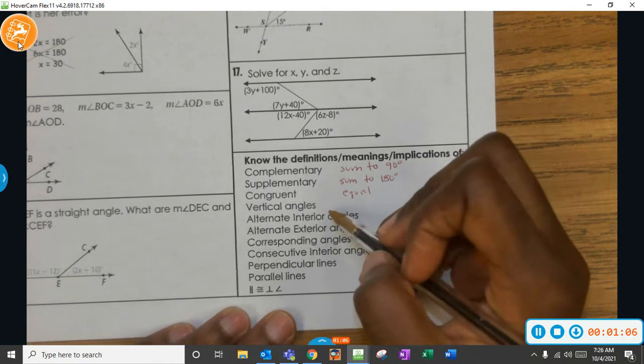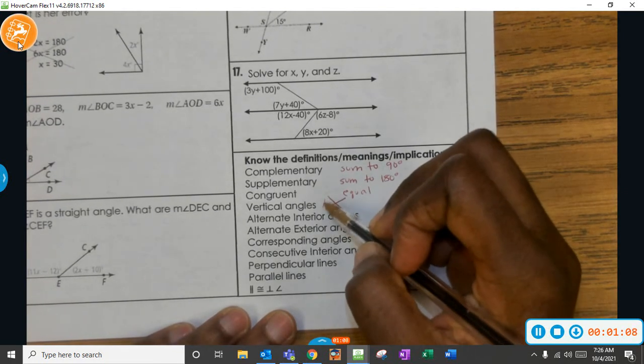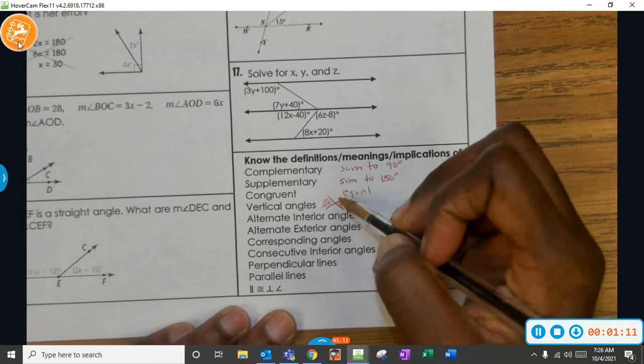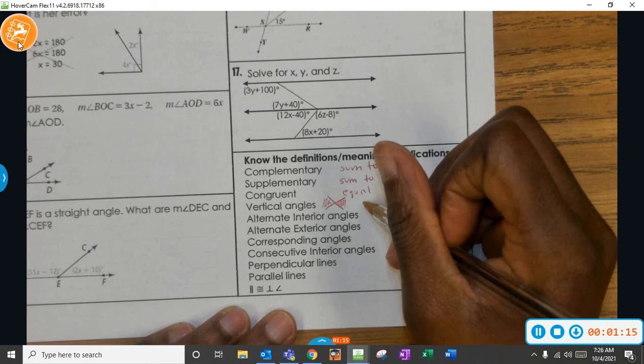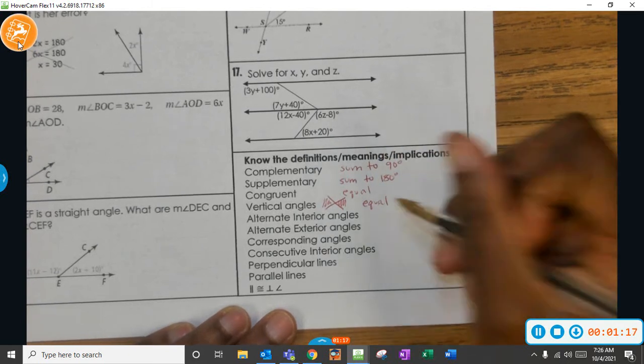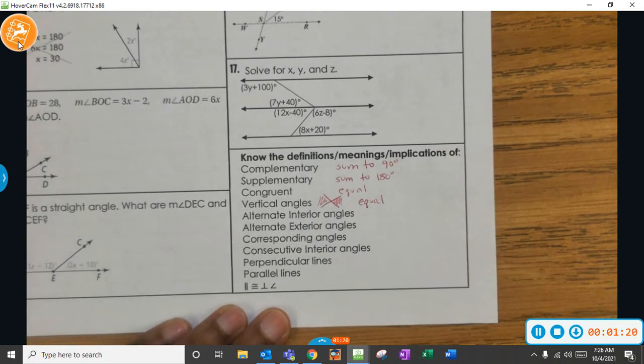Vertical angles are the two that are across from each other, and contrary to the name, they don't have to be in the vertical spots. They can be in the horizontal spots, but they're just across from each other, and those are always equal, congruent or equal. So vertical angles are always equal.